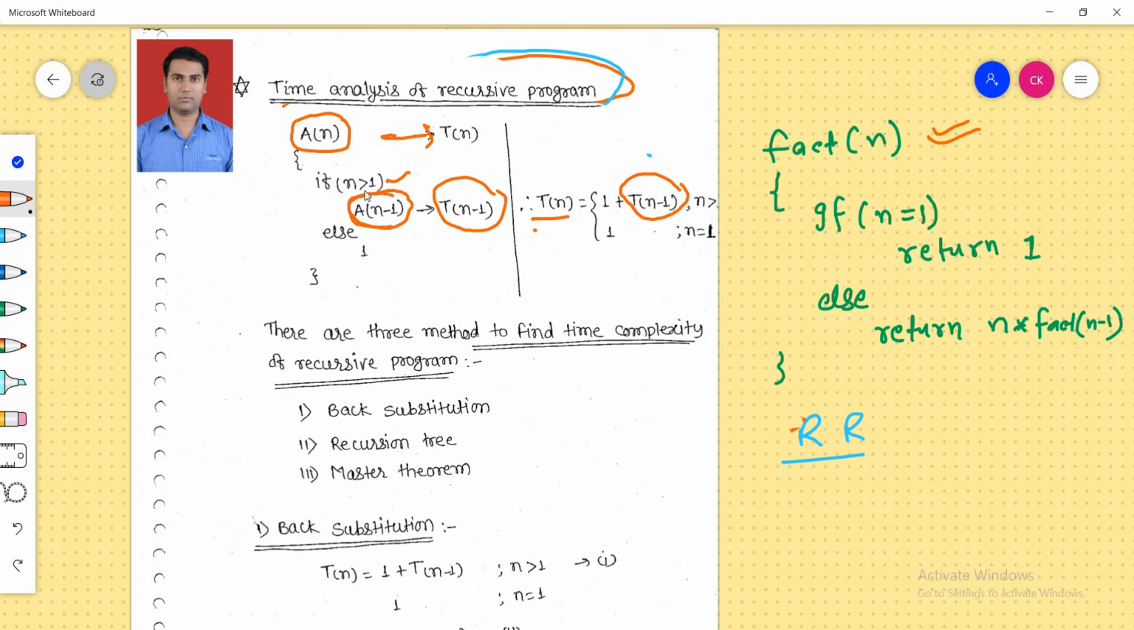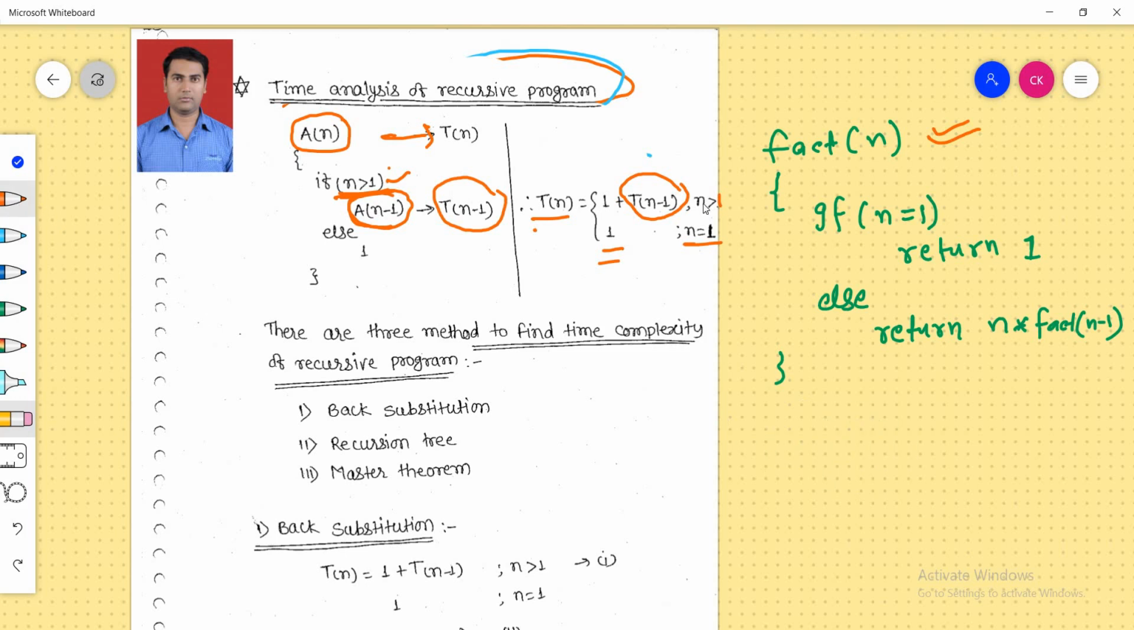This condition will hold true for which values of n? For n greater than 1. Else, if n is equal to 1, then T(n) is equal to 1. If you don't understand this, let me take one more example.